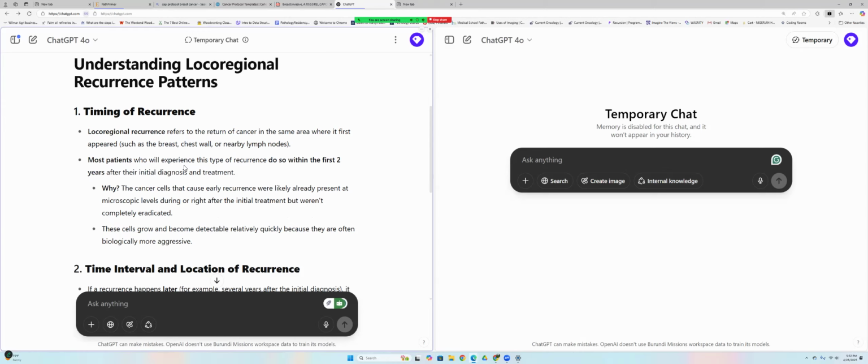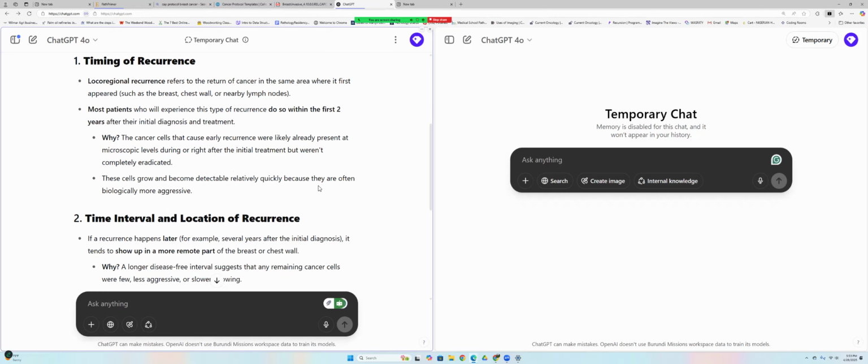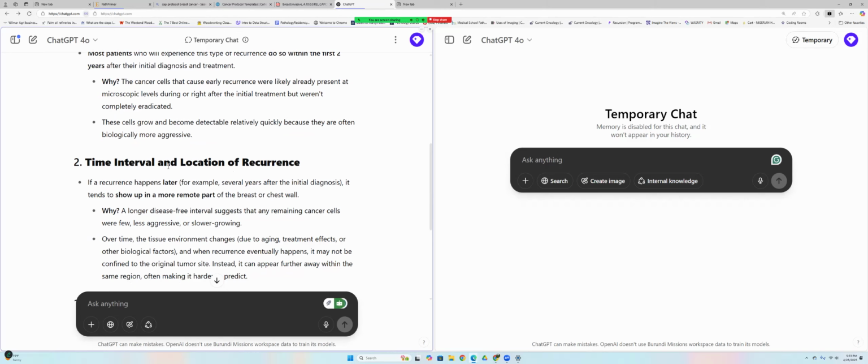So most patients who will experience this type of recurrence do so within the first 2 years after the initial diagnosis and treatment, usually surgery. After you remove a breast tumor by surgery, then it comes back to the same breast in whom you have removed the tumor. Why? The cancer cells that cause early recurrence were likely already present at the microscopic level during or right after the initial treatment, but weren't completely eradicated. That means the surgeon did not completely take out everything, so it will grow back. These cells grow and become detectable relatively quickly because they are often biologically more aggressive.